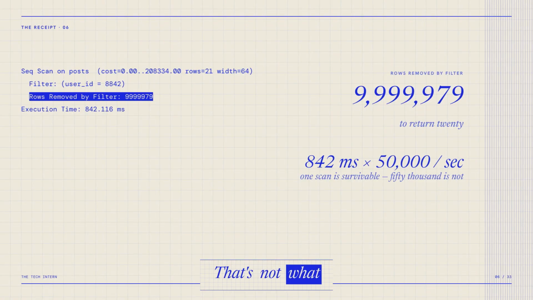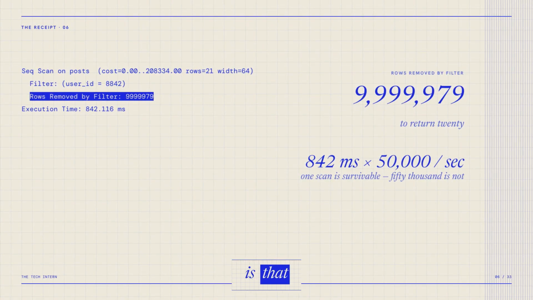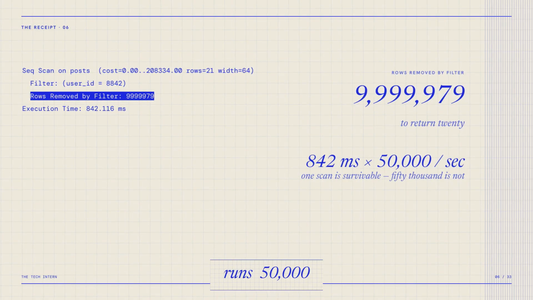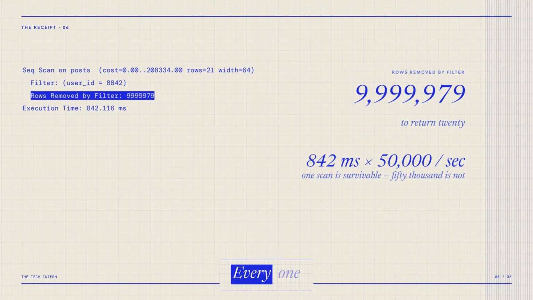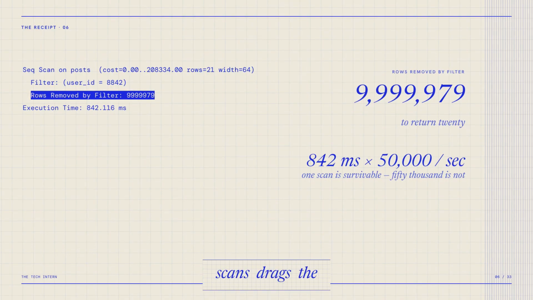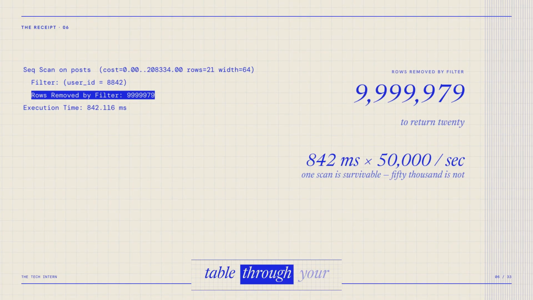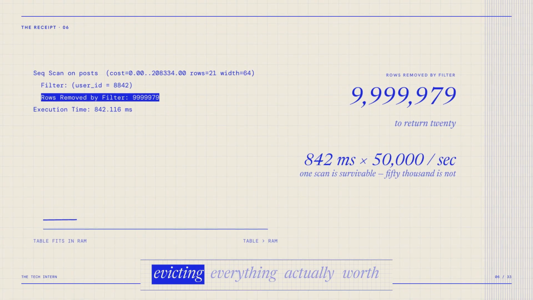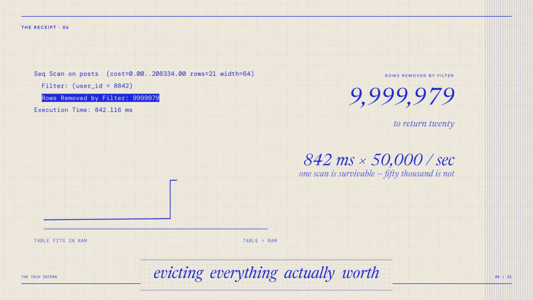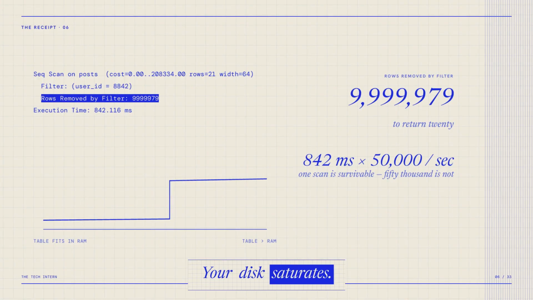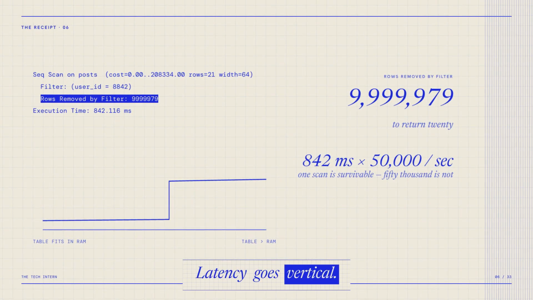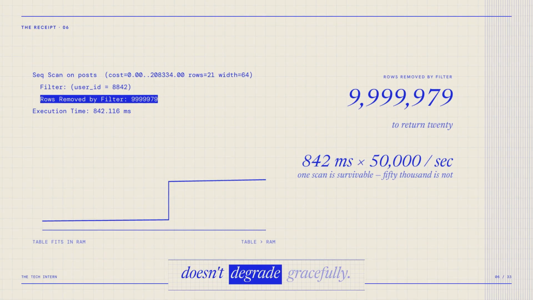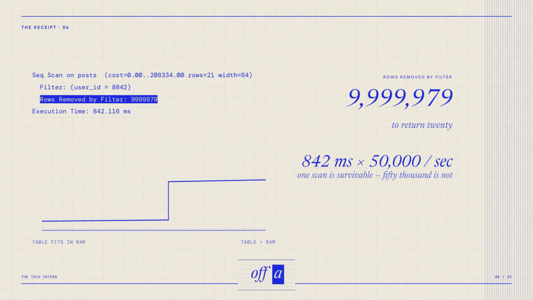That's not what kills you. What kills you is that this query runs 50,000 times a second. Every one of those scans drags the entire 200 megabyte table through your buffer pool, evicting everything actually worth caching. Your disk saturates, latency goes vertical, and it doesn't degrade gracefully. It falls off a cliff the day your table outgrows RAM.